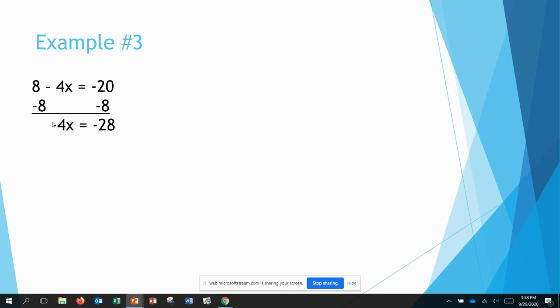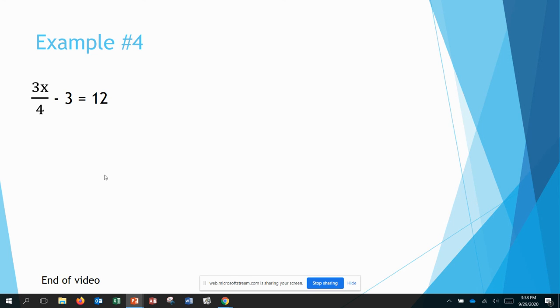Make sure you keep that sign. This sign doesn't magically disappear just because you subtract the 8. You are still subtracting the 4x from that quantity, so you still need that negative sign. Divide both sides by negative 4, which leaves you with x equals a positive 7, because as we remember, negative divided by negative is a positive.